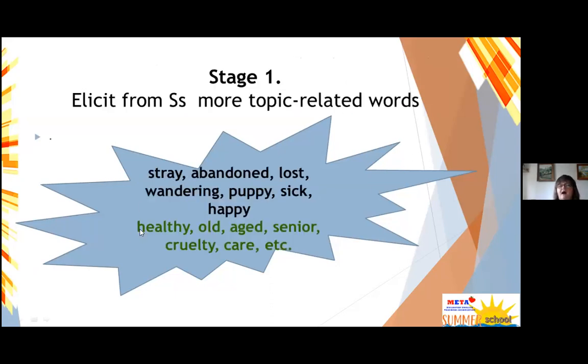Then I ask the students to come up with more topic-related words. For instance, they can add healthy, old, aged, senior, cruelty, care, and so on and so forth. They might come up with many, many words, and I would normally write them on the board. We can do this activity online as well. They say something or write in the chat, and we can just introduce the words into this word cloud.